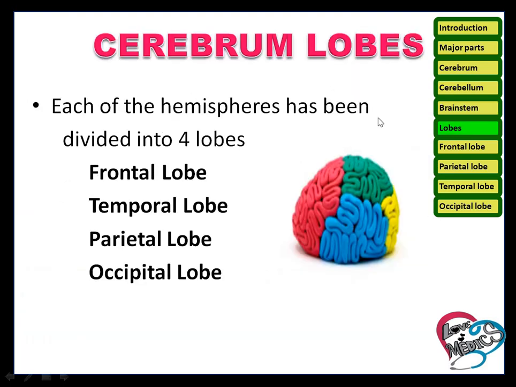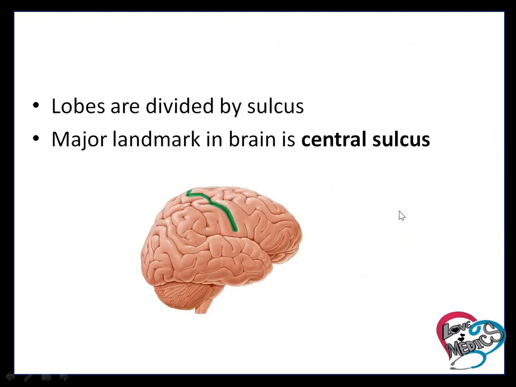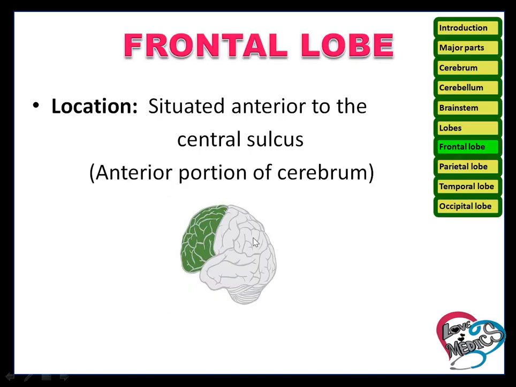Now the cerebrum lobes. Our brain has two hemispheres. Each of the hemispheres has been divided into four lobes. They are frontal lobe, parietal lobe, temporal lobe and occipital lobe. These lobes are separated by sulcus. Major landmarks in the brain are the central sulcus and lateral sulcus.